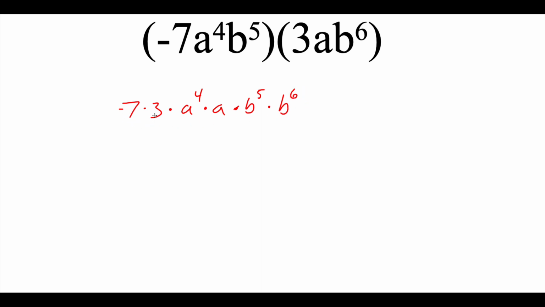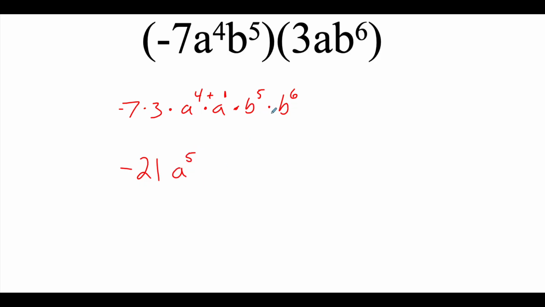Now, if we multiply these numbers together, negative 7 times 3 is going to give me negative 21. Now, because these are different variables in here, we need to treat them separately. So we're going to deal with the a's first. So we've got a to the fourth times just a regular a, and remember that means an implied 1 power on there. So if we add those exponents together on the a's, we would have a to the fifth power.